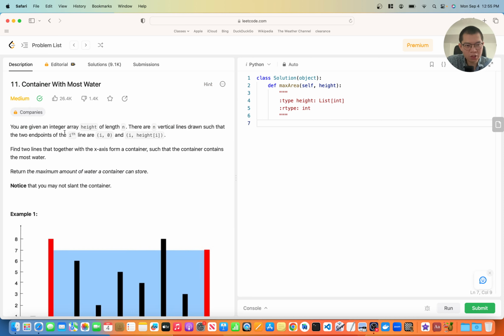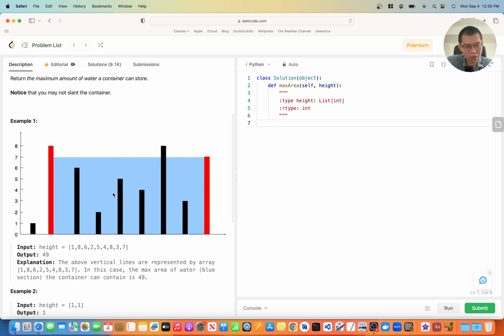You're given an integer array height of length n. There are n vertical lines drawn such that the two endpoints of the ith line are (i, 0) and (i, height[i]). Find two lines that together with the x-axis form a container such that the container contains the most water. Return the maximum amount of water a container can store. Notice that you may not slant the container.